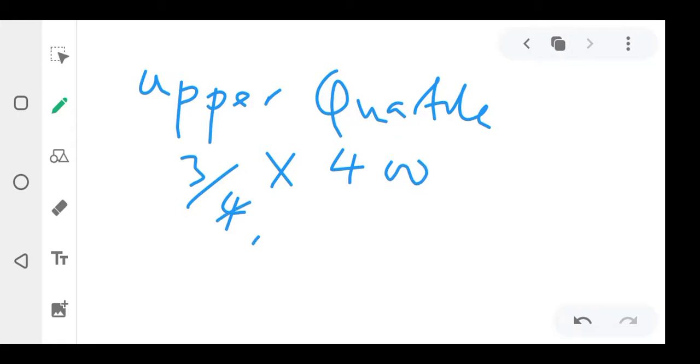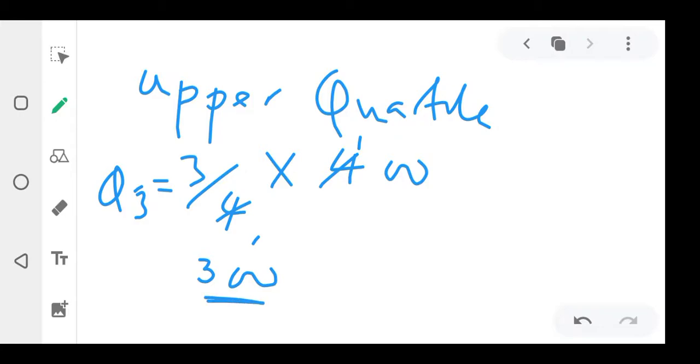So 4 into 4, 1. 3 times 100 is 300. So it is 300. That is my Q3, the third quartile. So this is the upper one. The lower one is Q1. The upper one is Q3.